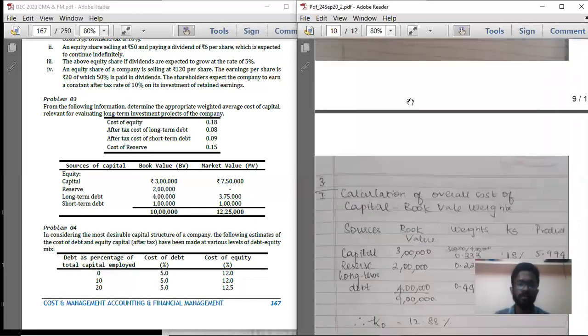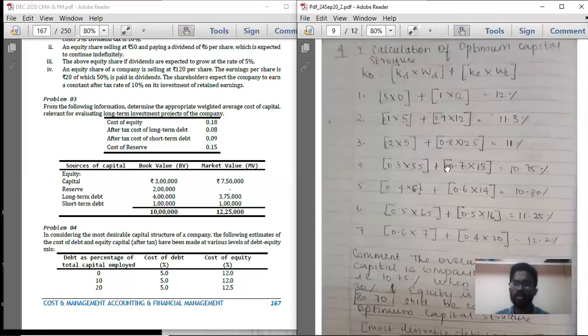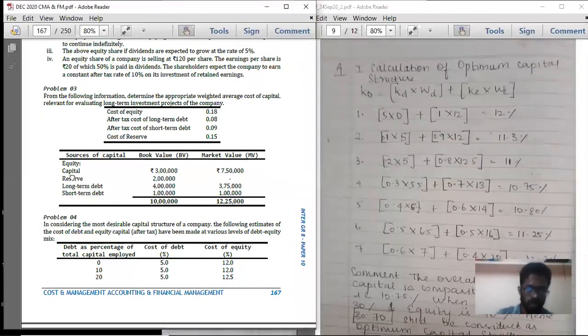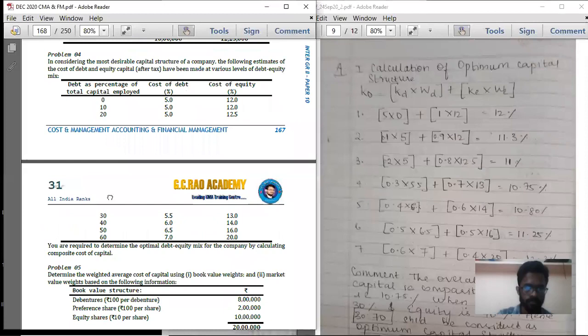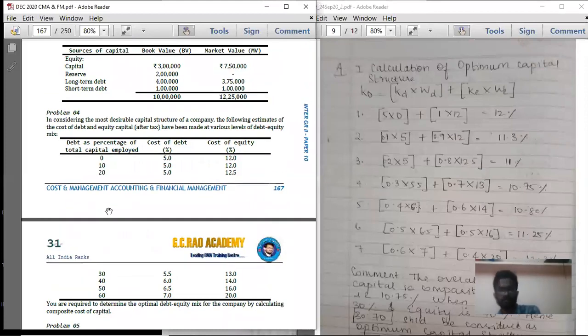With this, we have completed problem number 3. So now moving on to problem number 4. Read the question. In considering the most desirable capital structure of a company, that is, while considering the most desirable capital structure, it is nothing but how much of debt equity mix should be there. That is the desirable capital structure.